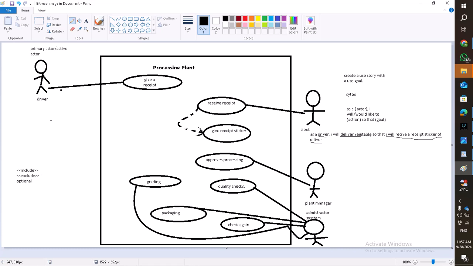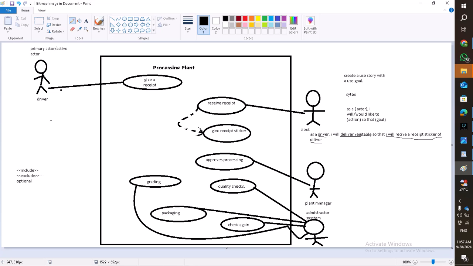And then number 2, as a clerk, I will wait for a receipt so that I will give the driver a receipt sticker of delivery. As a manager, I will approve the process after the vegetables are placed in the chamber.